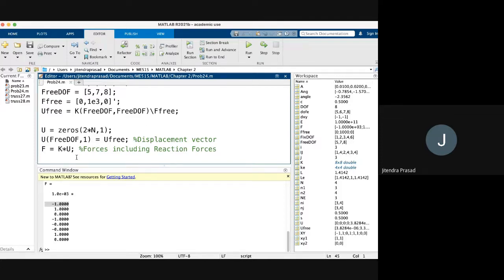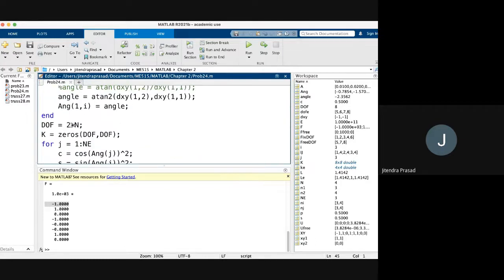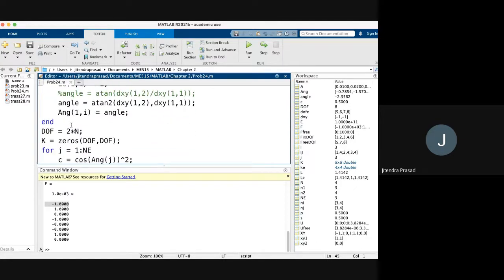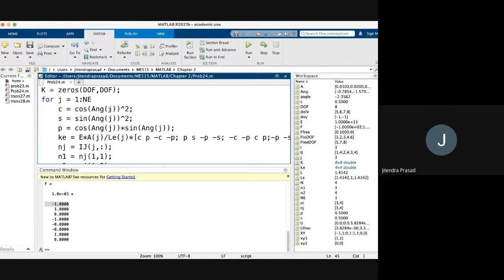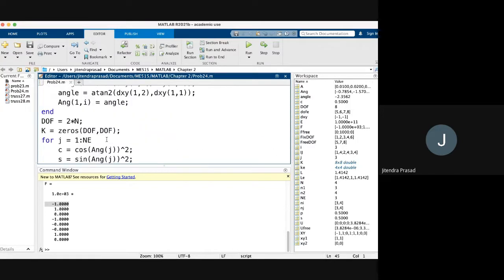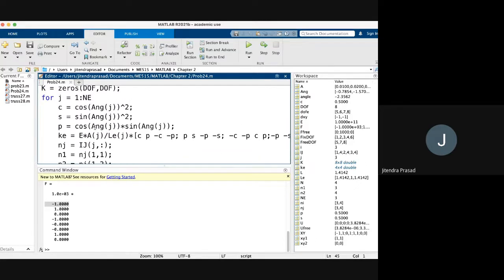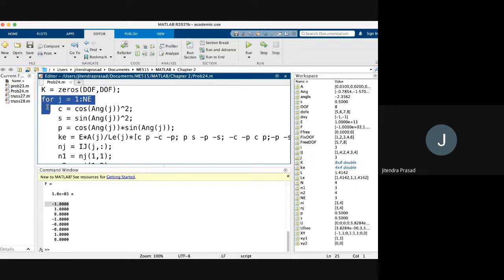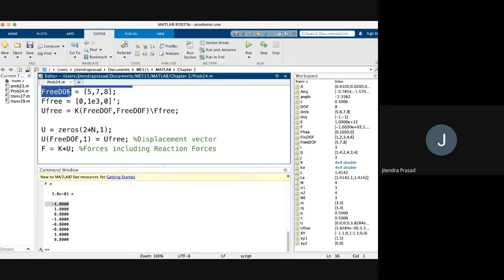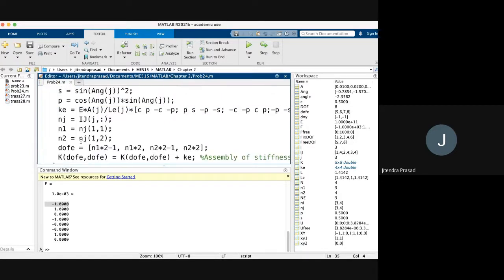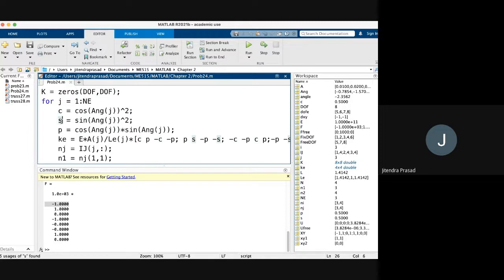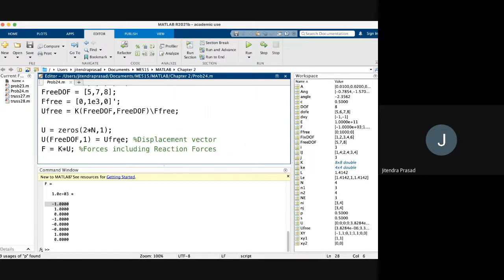Okay, now in order to know the strain, you have to know the rotation matrix. And how do you do the rotation matrix? See, earlier while calculating the stiffness matrix, we calculated this cos, sine, and so on. So accordingly, we have to find out which all things we need.